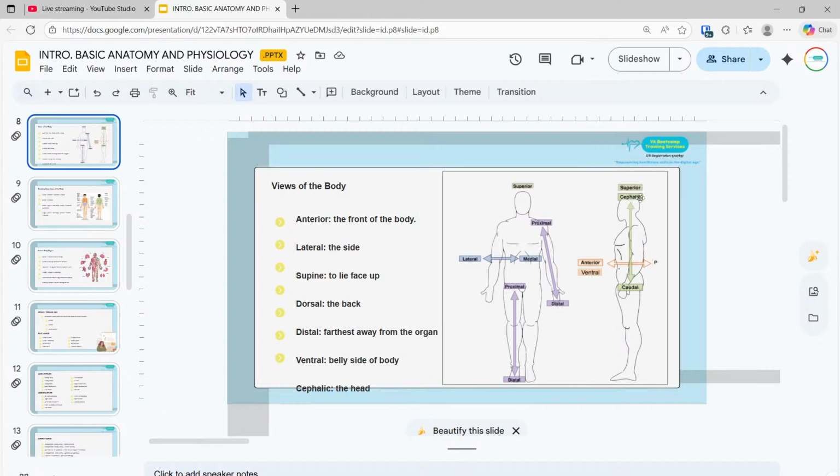Okay. And then for the top portion, we usually mention it as superior. All right, superior, or anything that is on the top portion of the body. Cephalic means it's in the head, near the head. Okay. So we have anterior, lateral, supine, dorsal, distal, ventral, proximal, and cephalic. All right. So these are the graphical representation of those terms.